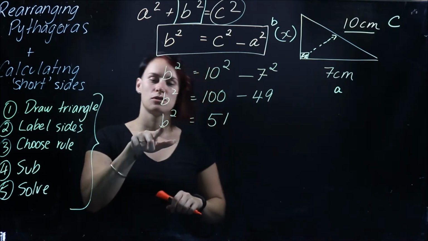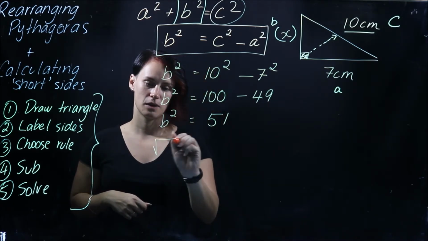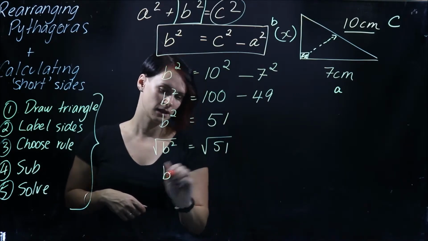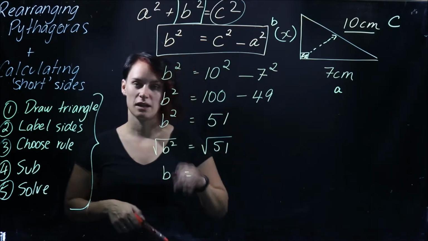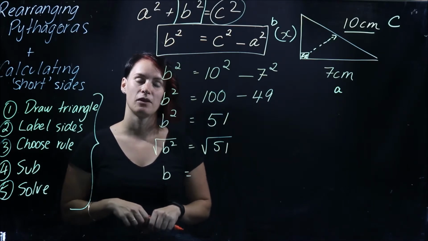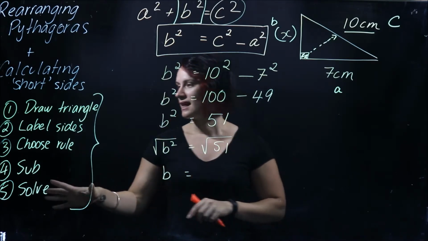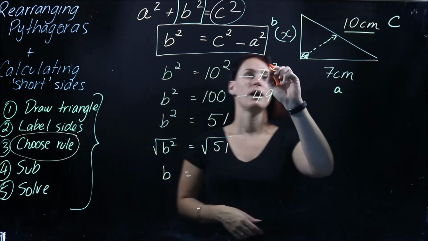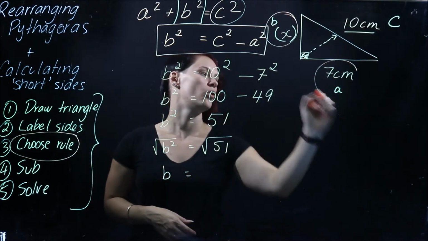And remember, to reverse this squared, we need to square root both sides. Okay, and that's going to leave us with our b value, whatever that's going to be. We'll get our calculator out in a minute. All right, so what we've got to understand is that this part here, this choosing the rule, is going to be different, but only when you are finding A or B.